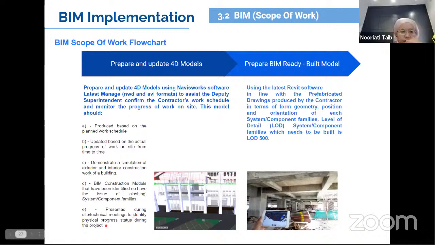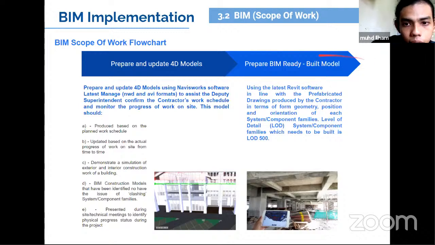And the last part is to prepare the BIM ready as-built model. For this part, we will be using the Revit software in line with the prefabricate drawing produced by the contractor in terms of geometry, position, and orientation of each system component. So LOD should be done in LOD 500. So I will pass to Huyang.